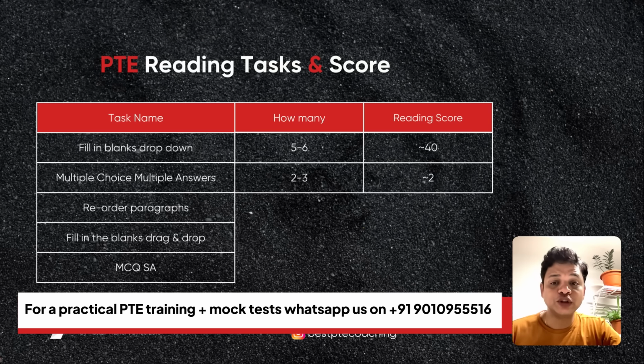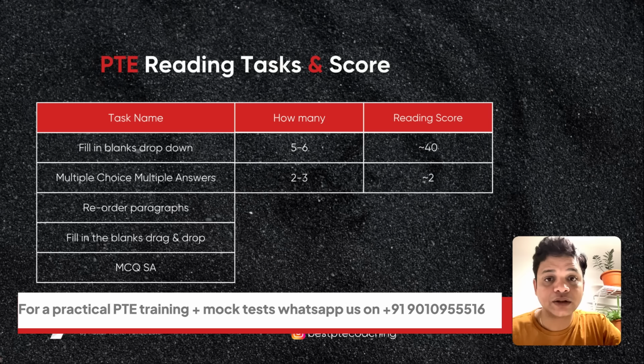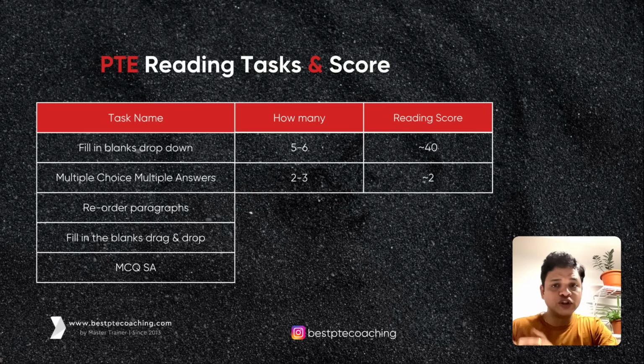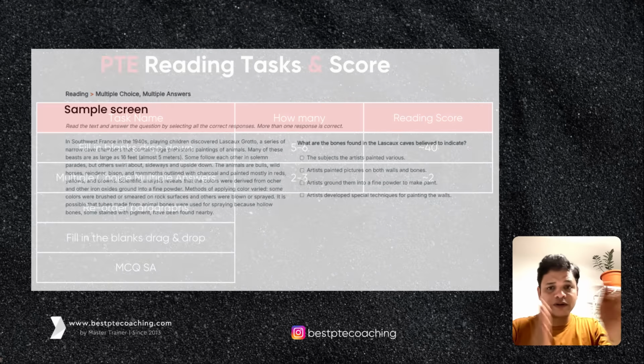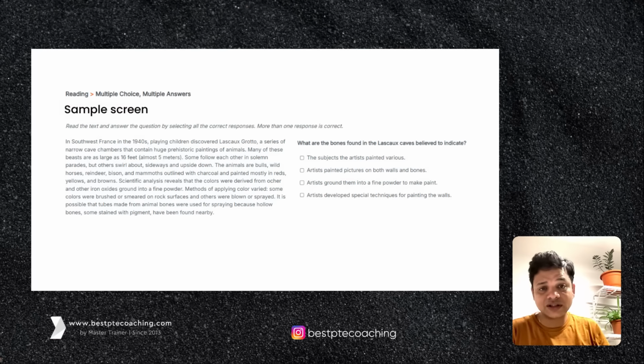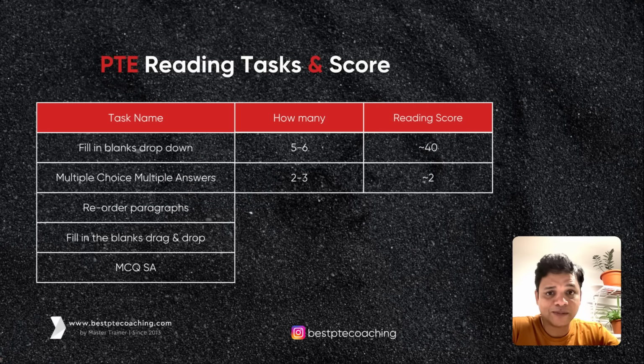The next one, multiple choice, multiple answer. There will be 2 to 3 questions coming from this. The maximum weightage of this task is 2 marks. There is a question, there is a passage, and there are options. Among the options, a minimum of 2 choices are correct. That's why it is called multiple choice, multiple answer. It's not a very important task.